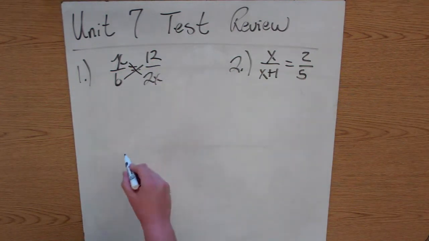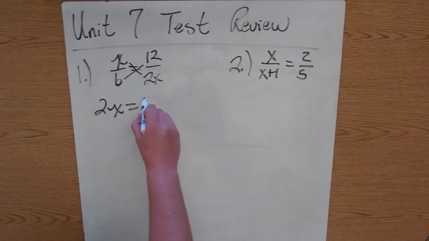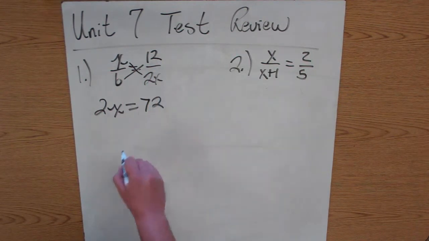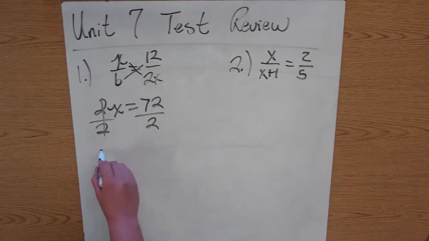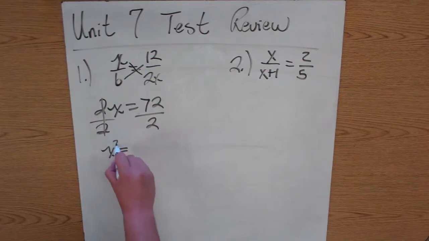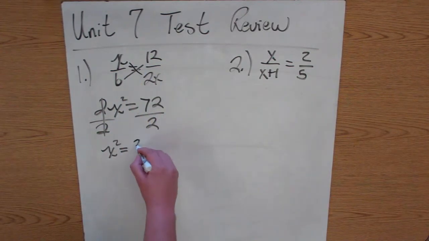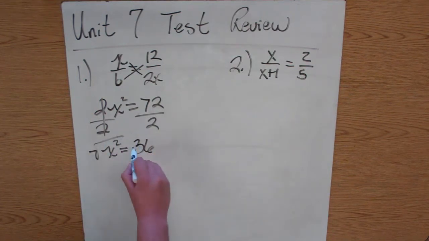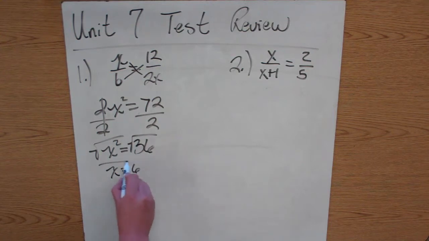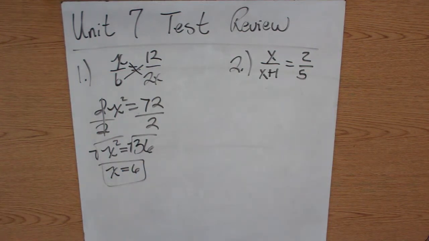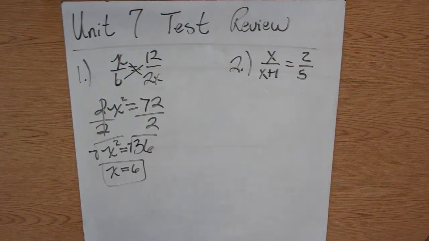First thing you do is you simply cross multiply. 2x squared equals 6 times 12, which is 72. Now, divide both sides by 2 to get x squared by itself. Okay, so x squared equals 36. Now, to get rid of the squared, you take the square root of both sides, so x equals 6. So there, we solved for x in the first one. Okay? Remember, all you gotta do is cross multiply.